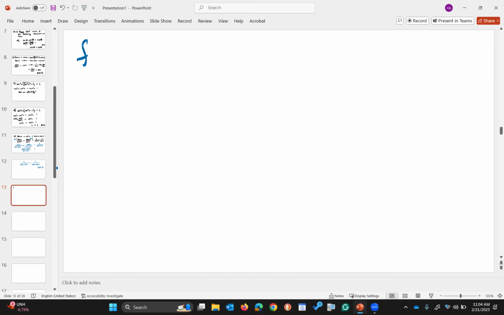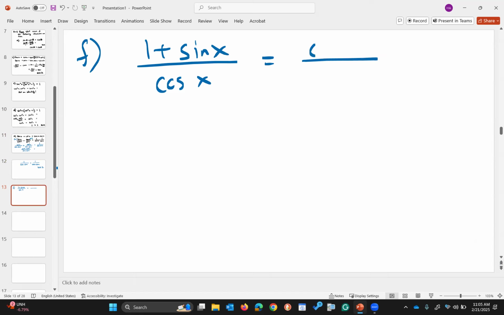Now, we have F. F is 1 plus sine of x over cosine of x equal to cosine of x over 1 minus sine of x. What? That's crazy. Isn't it easy or hard? That's the difficult one.